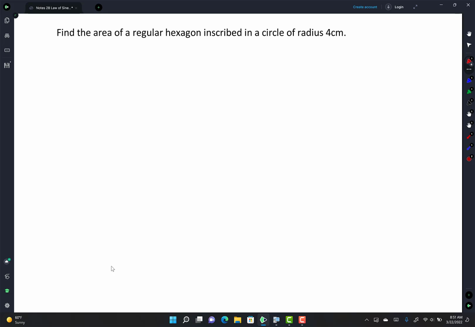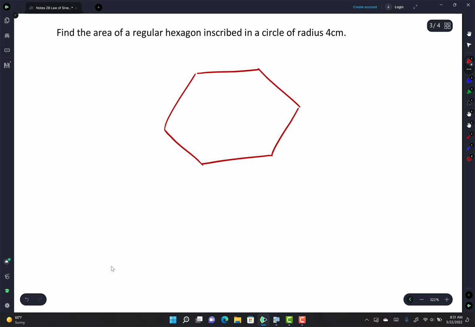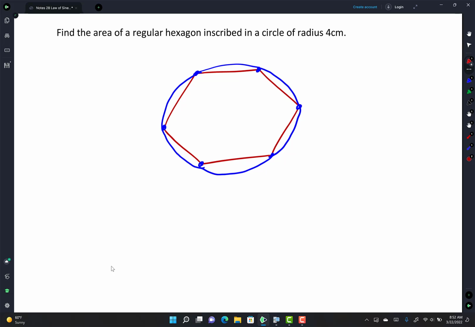So draw a regular hexagon. An irregular hexagon would still be 6 sides, right? It would just look deformed. Let's see. 1, 2, 3, 4, 5, 6. There's my hexagon. Not super awesome, but that's fine. And it's inscribed in a circle, so that means each vertex is touching the circle. So let's see if I can do that. My circle is kind of squishy, more elliptical than a circle, but that's fine.